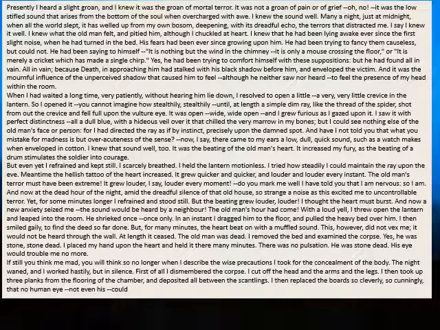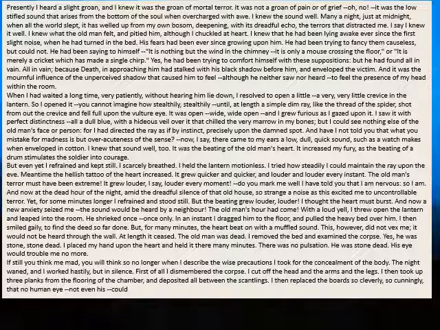Presently I heard a slight groan, and I knew it was the groan of mortal terror. It was not a groan of pain or grief, oh no, it was the low, stifled sound that arises from the bottom of the soul when overcharged with awe. I knew the sound well. Many a night, just at midnight, when all the world slept, it has welled up from my own bosom, deepening, with its dreadful echo, the terrors that distracted me. I say I knew it well. I knew what the old man felt, and pitied him, although I chuckled at heart.